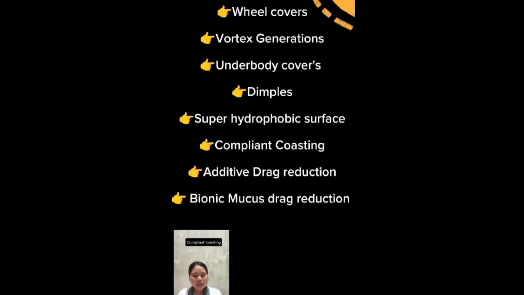Compliant coating. This coating can deform under pressure, allowing the boundary layer to flow more smoothly and reducing drag. Additive drag reduction. Adding polymers or other substances to fluid can reduce its viscosity and thus reduce drag. Bionic mucus drag reduction. Studying the drag reduction properties of fish mucus to develop similar coating.